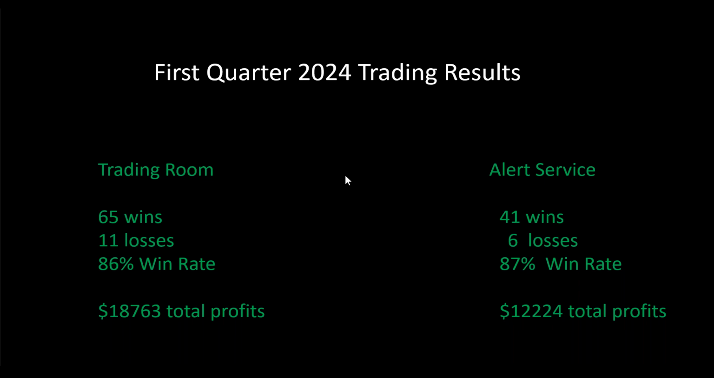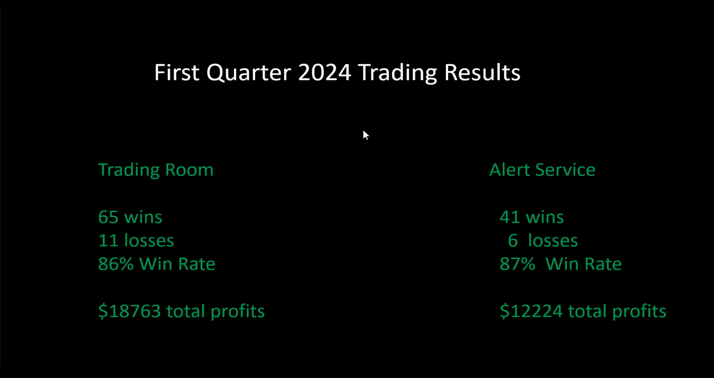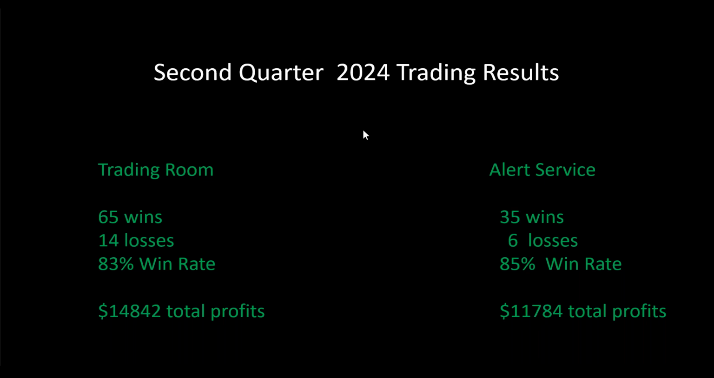That's the first quarter. Now the second quarter of 2024: 65 and 14 in the trading room, 83% win rate, 14.8 profit. Alert service, 35 wins, 6 losses, 85% win rate, 11.7. So that's the first quarter and the second quarter of this year.